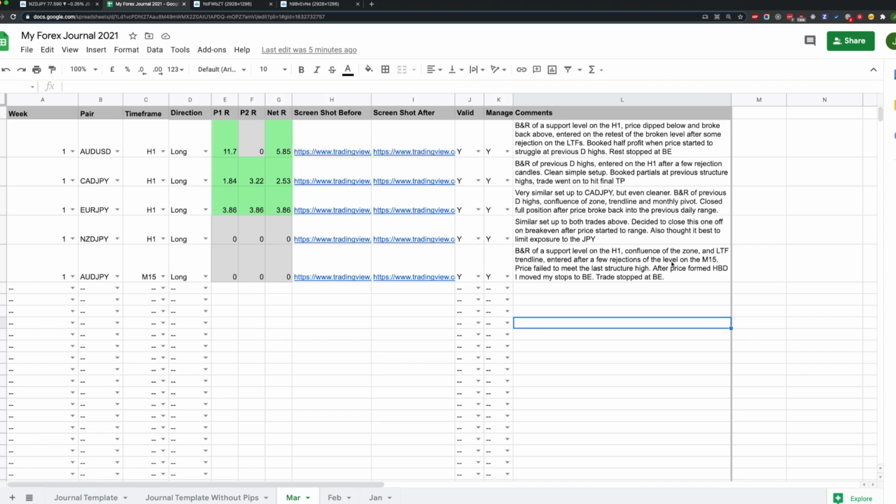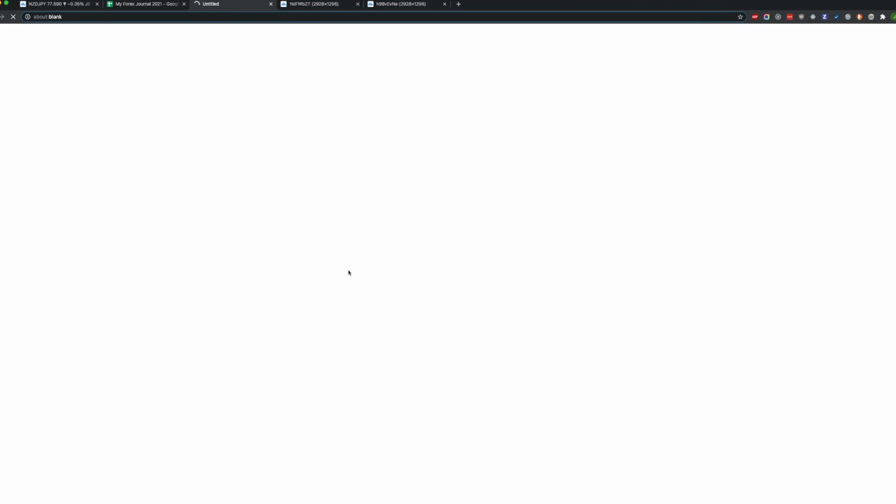Entered after a few rejections of the level on the 15-minute time frame. Price failed to meet the last structure high. After price formed hidden bearish divergence, I moved my stops to break even, and the trade was stopped at break even. So this was the trade here at the time of entering.